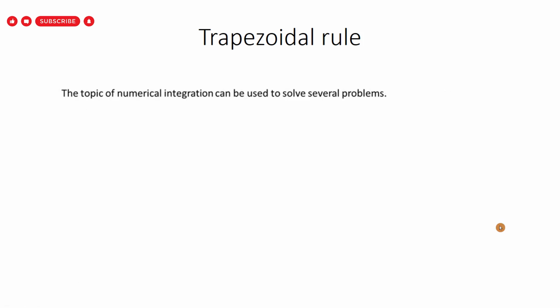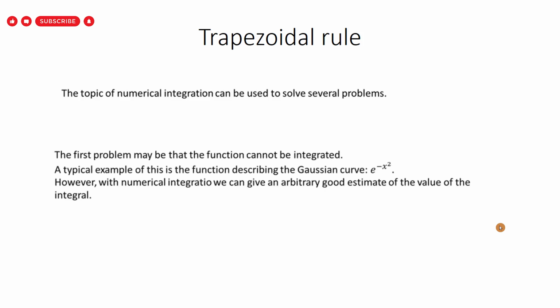The topic of numerical integration can be used to solve several problems. The first problem: maybe the function cannot be integrated. For example, we have this Gaussian curve. We cannot integrate the function, so numerical integration is a good idea to find an approximate solution for the function. The second problem: when the data comes from measurement.